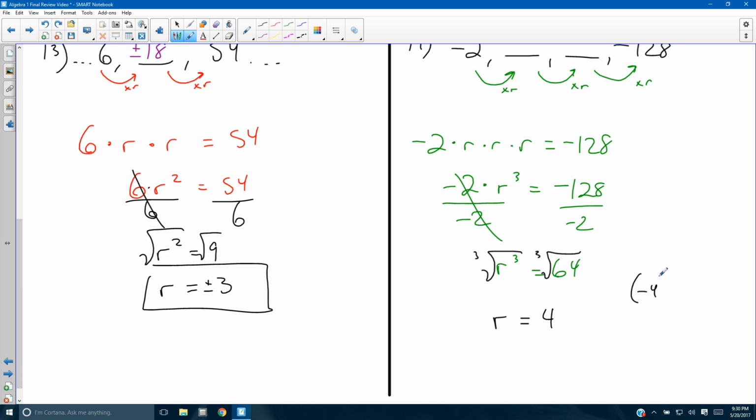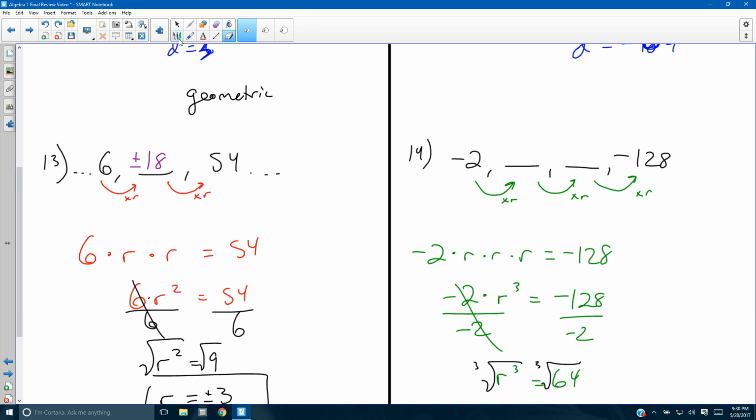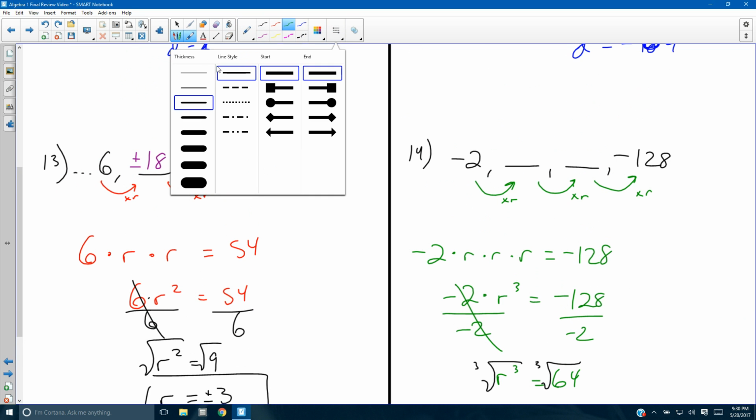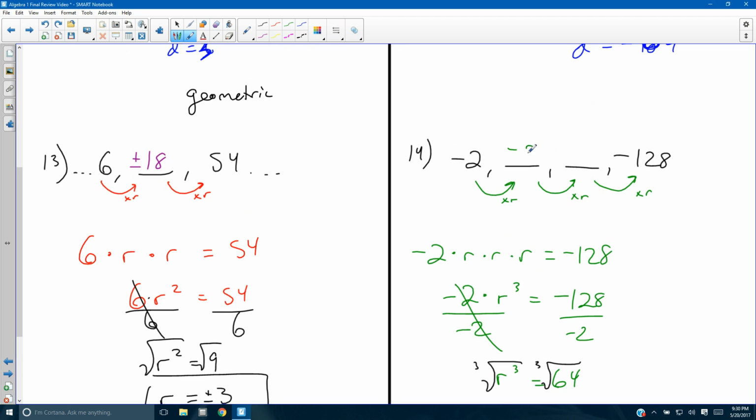If you're uncertain why, you want to know what negative 4 cubed is? Negative 4 times negative 4 times negative 4. That'd be negative 64. So you can take the cube root of negative numbers, and you can take the cube root of positive numbers. There is no plus or minus split. It's just 4. So negative 2 times 4 is negative 8. Negative 8 times 4 is negative 32, and apparently negative 32 times 4 is negative 128. So those are just ways of doing all those problems there.